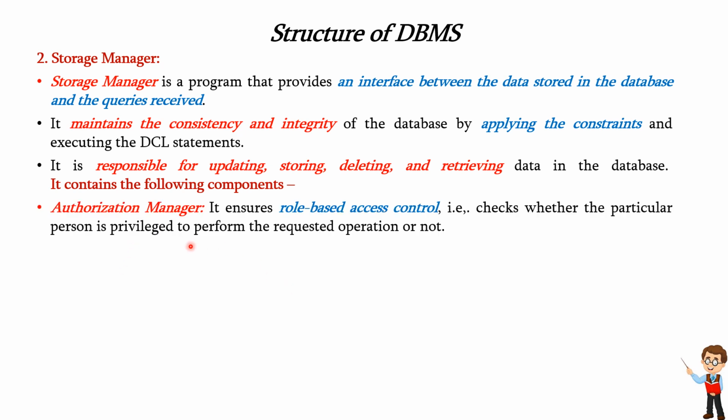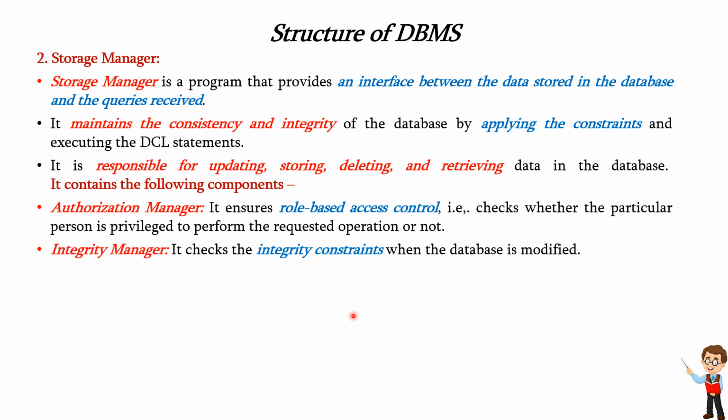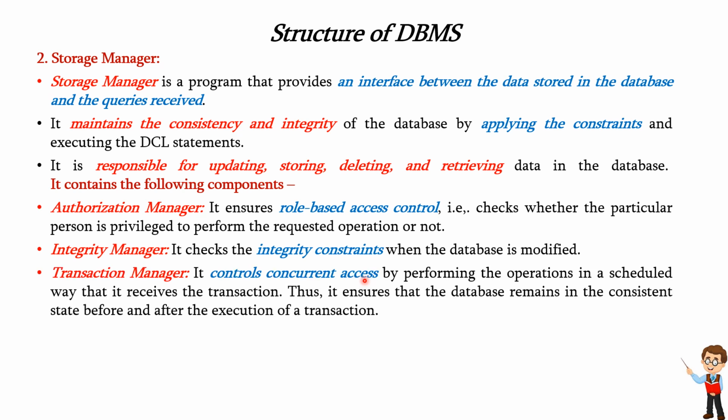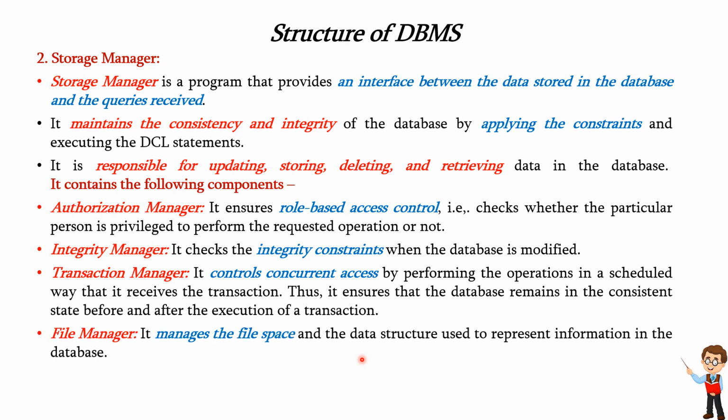So first component is authorization manager. It ensures role-based access control. That is, it checks whether the particular person is privileged to perform the requested operation or not. Next, we have integrity manager. It checks the integrity constraints when the database is being modified. Transaction manager controls the concurrent access by performing the operations in a scheduled way as it receives the transactions. Thus, it ensures that the database remains in a consistent state before and after the execution of a transaction.